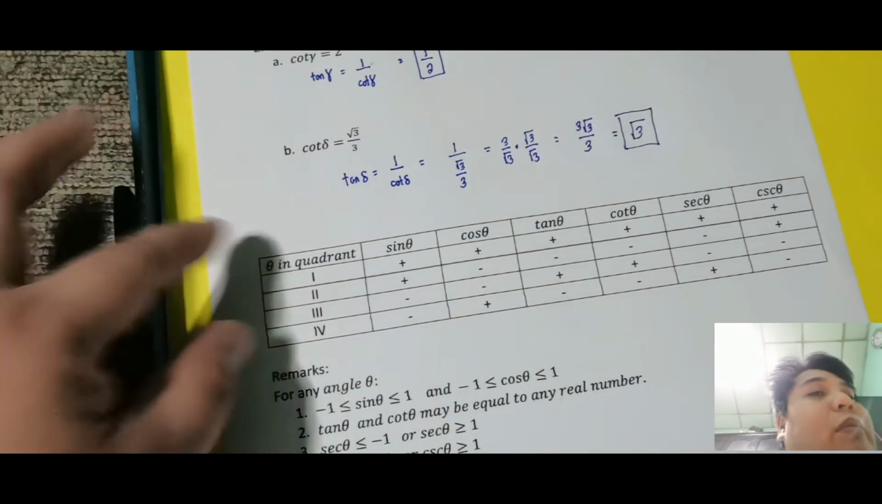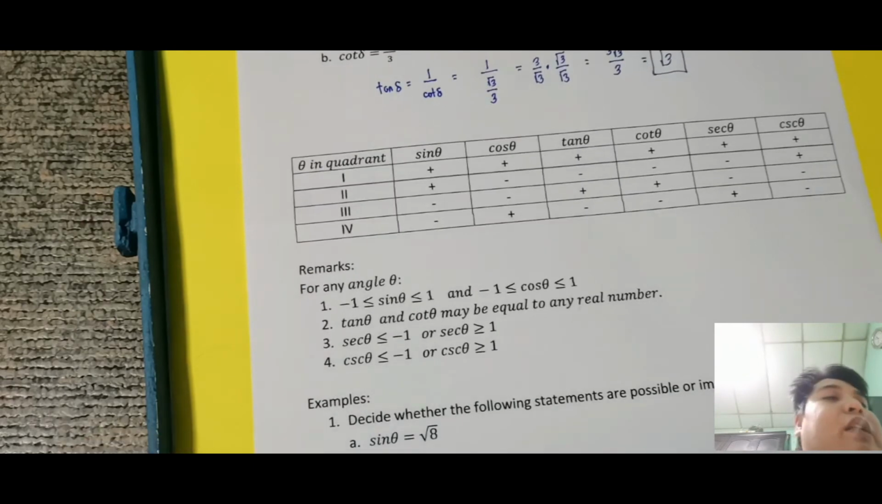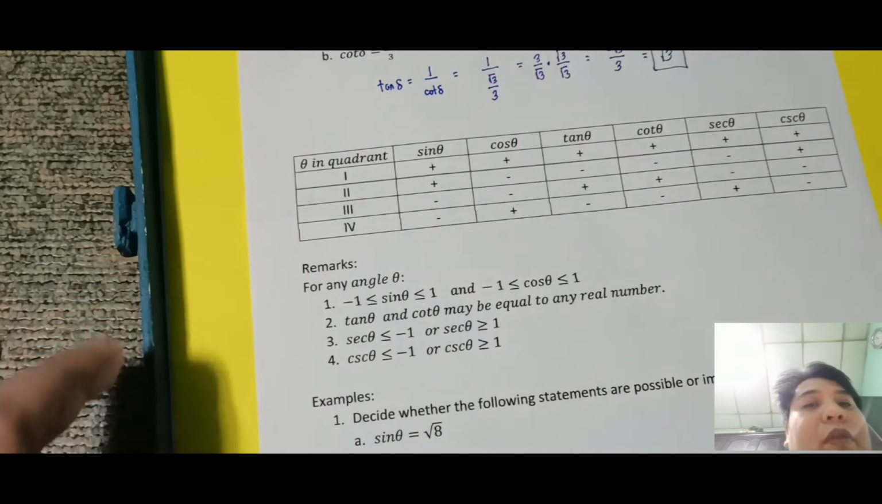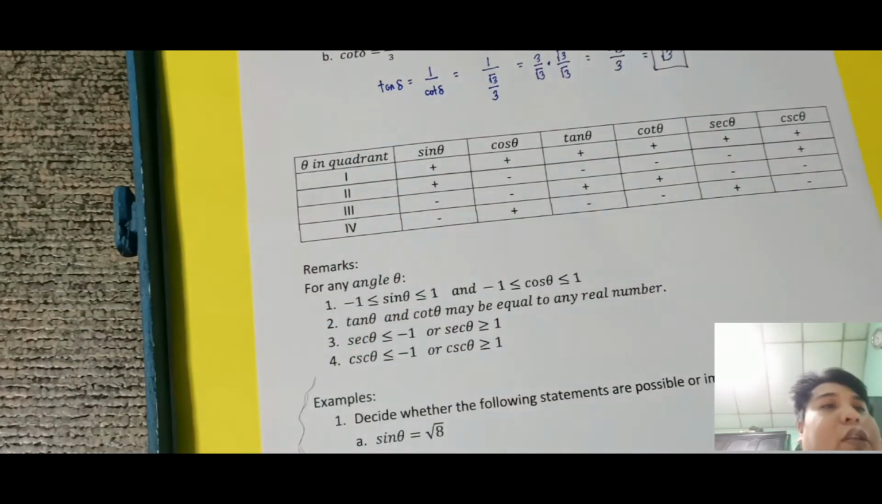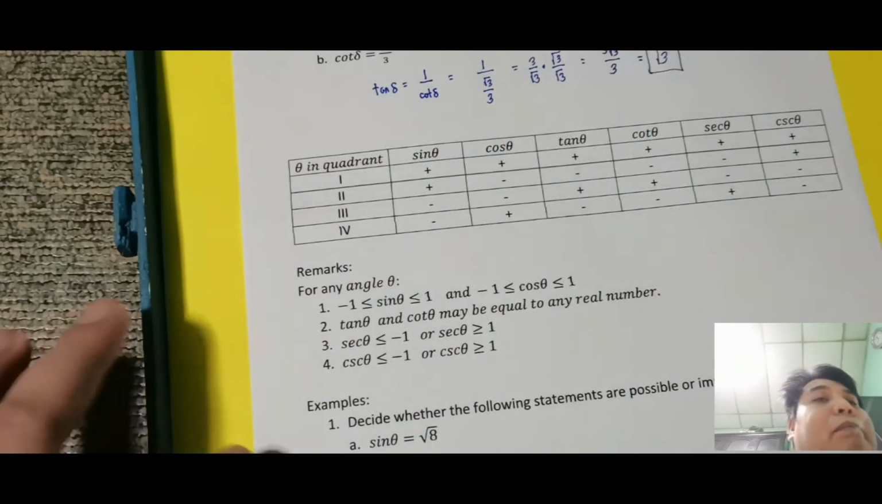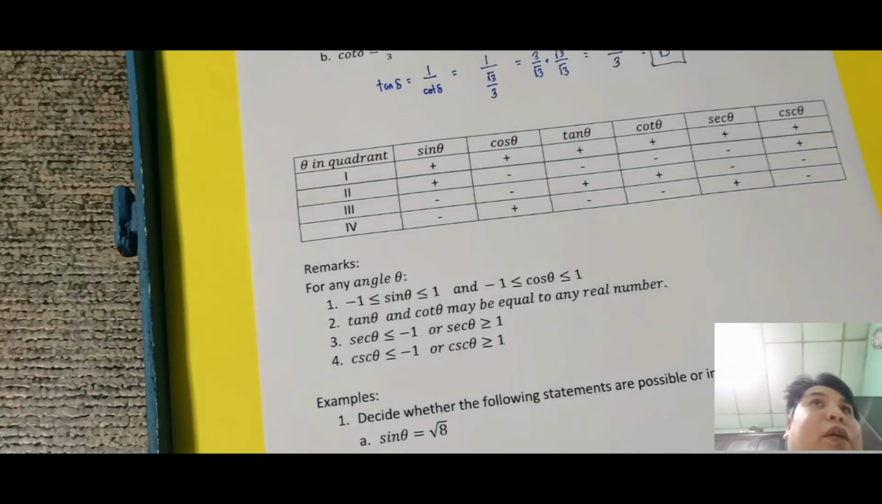Then another remark, meron tayo dito. So magagamit ito yung table na yan. So we have remark, so for any angle theta, so meaning arbitrary yung angle theta na yan. Ito yung una, number 1. Sabi niya, negative 1 less than or equal to sin theta less than or equal to 1. Anong ibig sabihin? Yung sine ng kahit anong angle ay in between negative 1 and positive 1. So possible siya na mag 1, possible na mag negative 1, pero hindi na mag-exceed. So for example, 1.2, wala nang angle na makakapaglabas ng 1.2. Kunyari sin something is equal to 3, walang ganun.